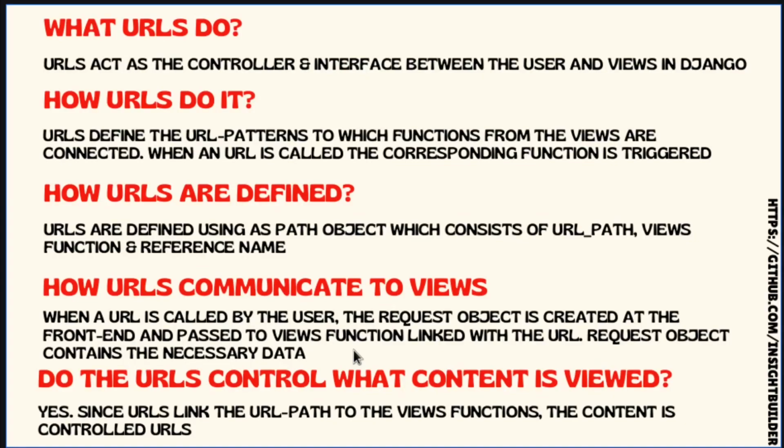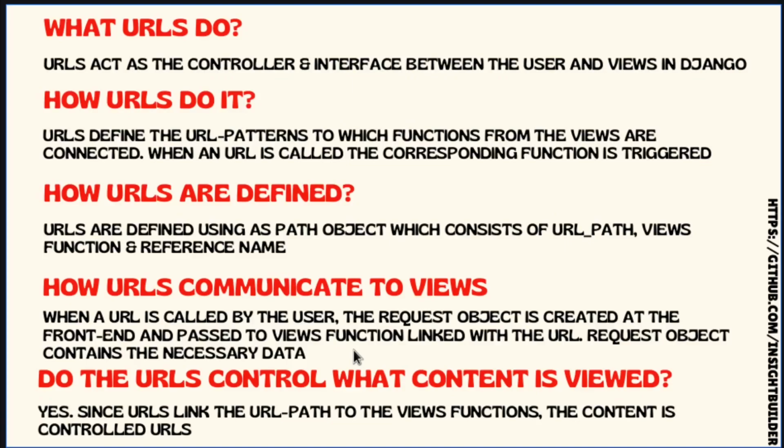How do URLs communicate to views? When a URL is called by the user, or when you go and click a particular link, a request object is created at the front end and it is passed to the views function. And the views function is already linked in the URL path, and that's how the URLs and the views communicate. Final question: do the URLs control what content is viewed?